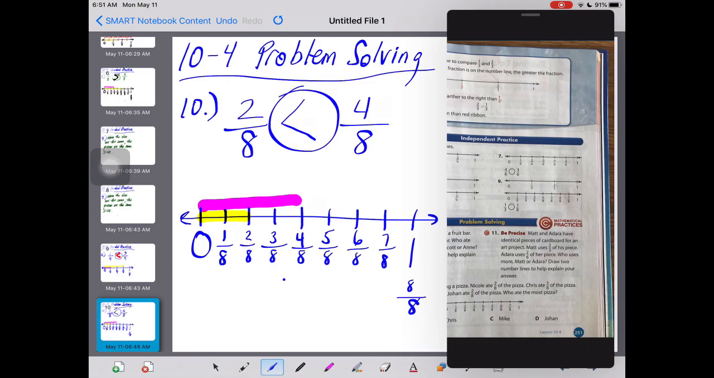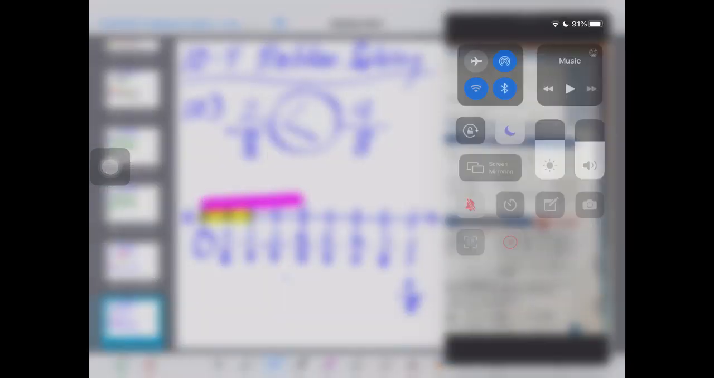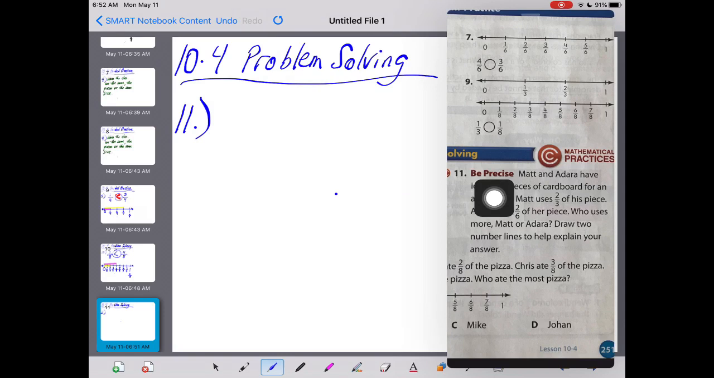So now let's move on to number 11, okay? Number 11, be precise, be accurate, okay? Matt and Adara have identical pieces of cardboard, same size pieces, for an art project. Matt uses 2/3 of his piece. Adara uses 2/6 of her piece. Who uses more, Matt or Adara? Draw two number lines to help explain your answer. All right.